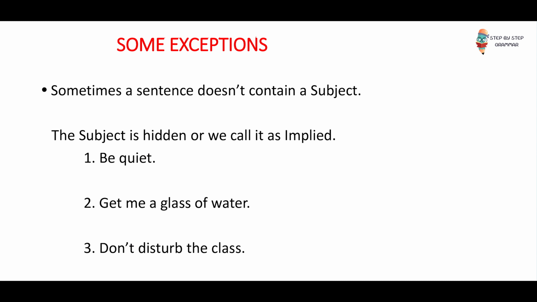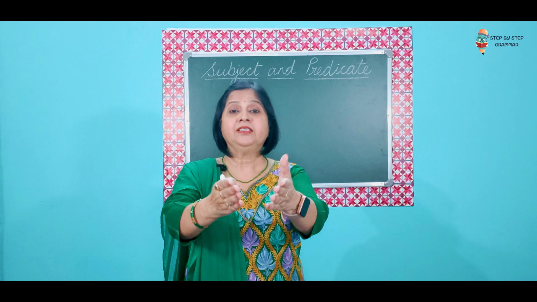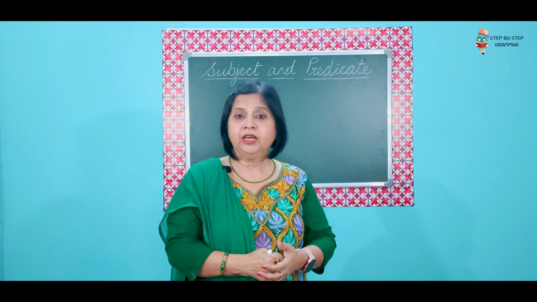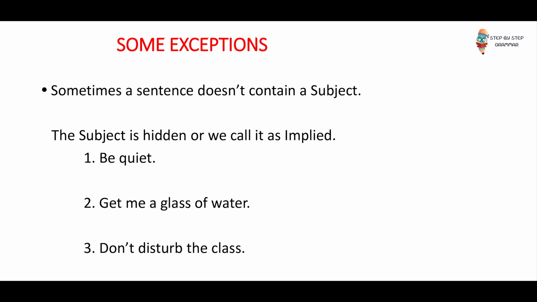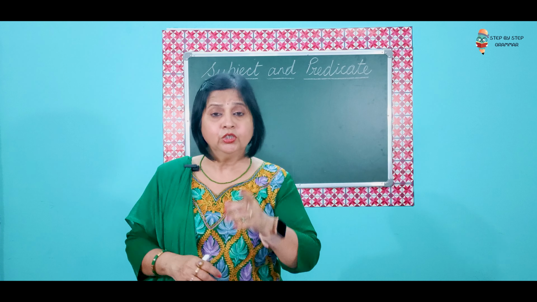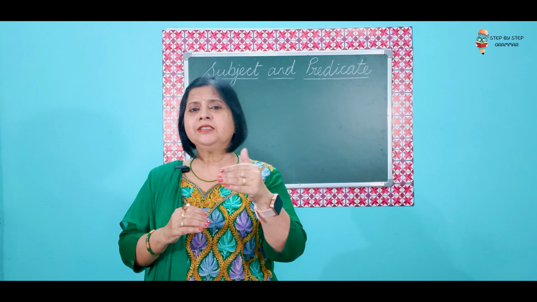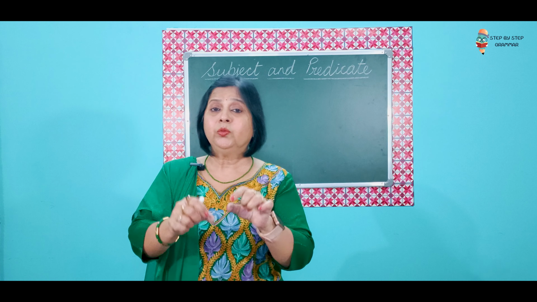Similarly, get me a glass of water. That means I'm telling someone, you get me a glass of water. I won't say he get me a glass of water, she get me a glass of water. I'm telling someone who's there in front of me, get me a glass of water. So again, the hidden subject is you. When I say don't disturb the class, it means you don't disturb the class. I'm addressing the whole class also. So you don't disturb the class. So these are certain exceptions that we talk about, that over here in these cases, we cannot see the subject, but it is implied.